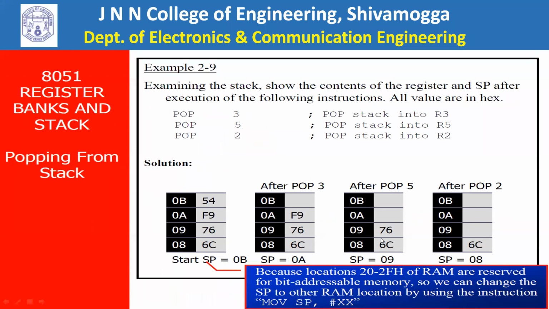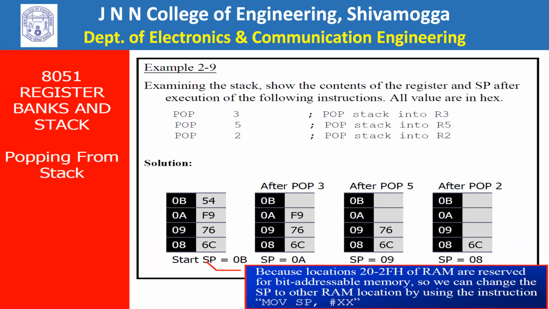You can just see one more example. Examining the stack, show the content of the register and SP after execution of the instructions. All values are in hex. You are writing pop 3, pop 5, pop 2. Initially, the stack is containing these data: 6C, 76, F9, 54, etc. Now the stack pointer is pointing to 0B. 0B is the last data which has been pushed.